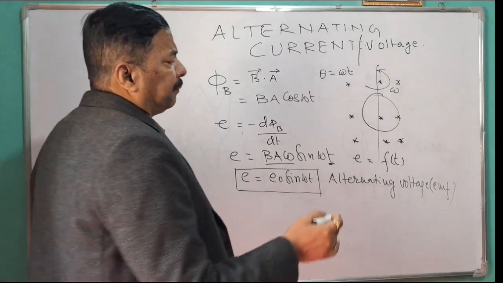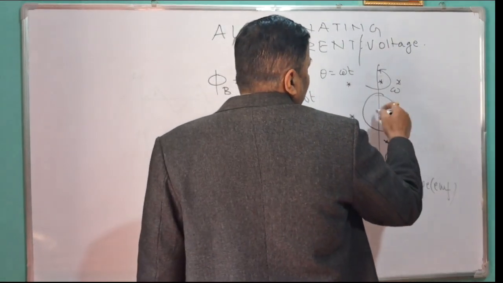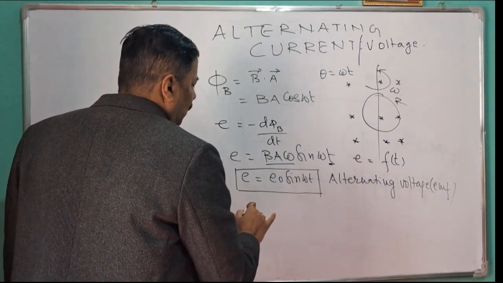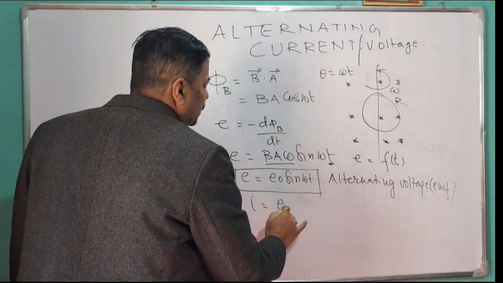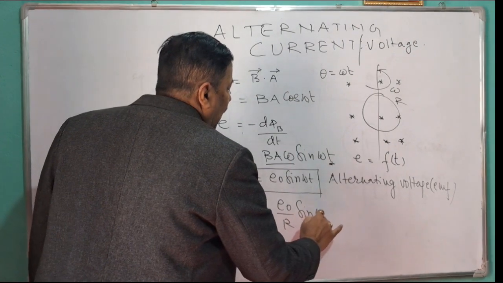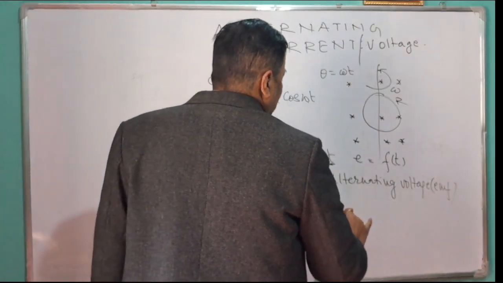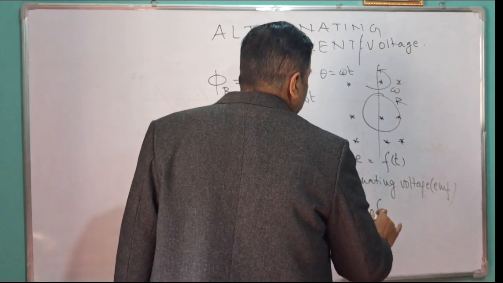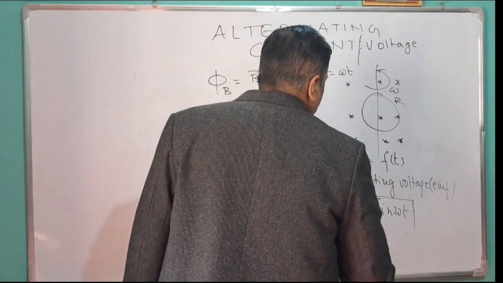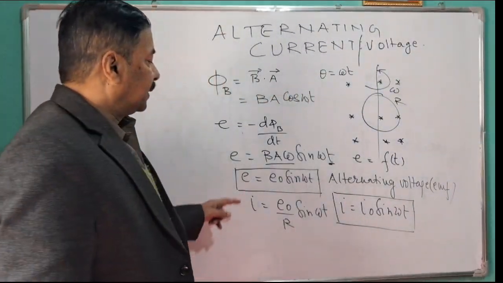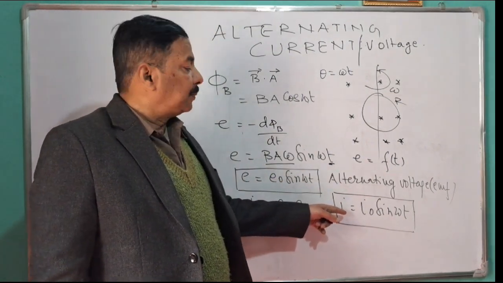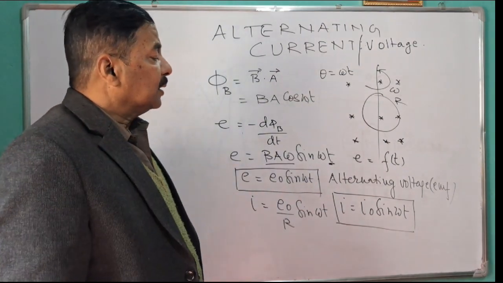And if the ring has resistance R, then we can get current also. I equals E naught by R sine omega t, and this will tell you I equals I naught sine omega t. So this is the alternating current. Alternating voltage is represented by E equals E naught sine omega t, and alternating current is represented by I equals I naught sine omega t.